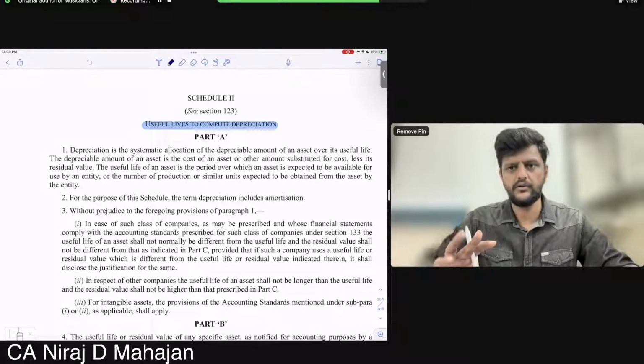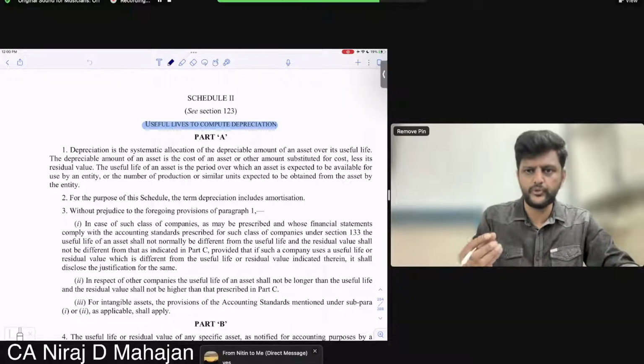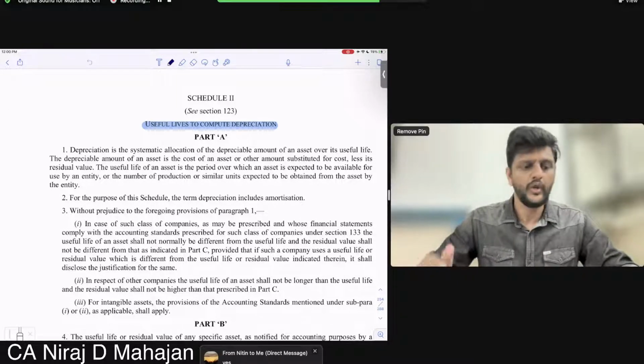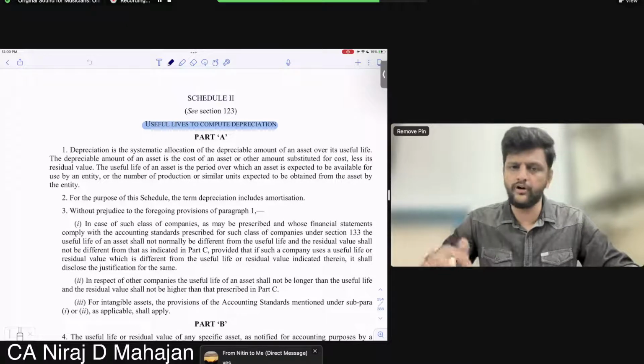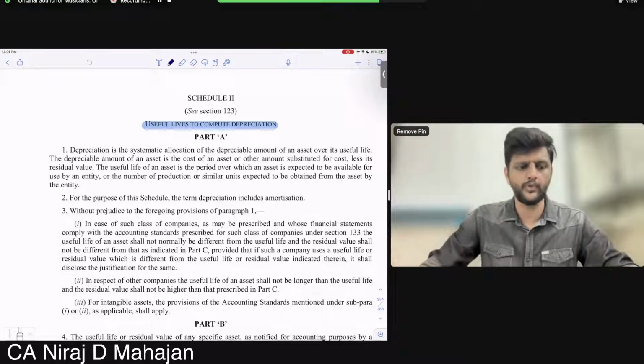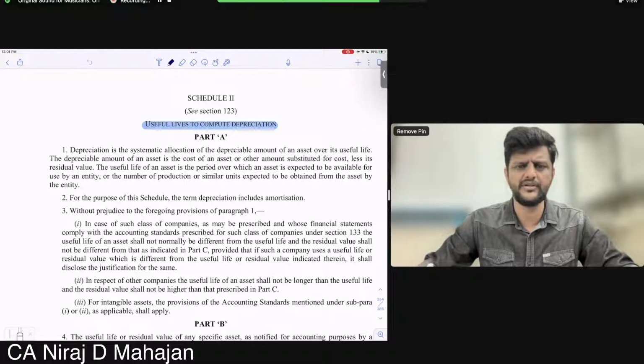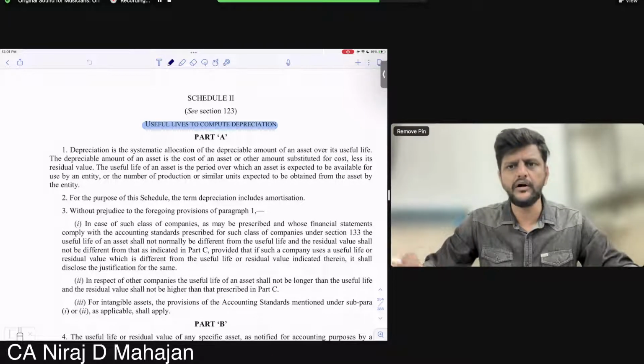Agreed. So a simple question to you is whether Schedule 2 or this method of depreciation will be applicable on a proprietor. Answer is no. Will be applicable on an HUF? No. Firm, LLP? No. So how will a proprietor or a firm, HUF, LLP provide for depreciation? Forget about LLP, but firm, HUF, proprietor. So they can have some other method of giving the rate of depreciation.